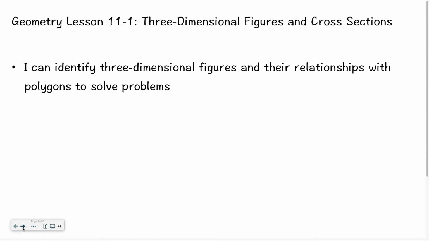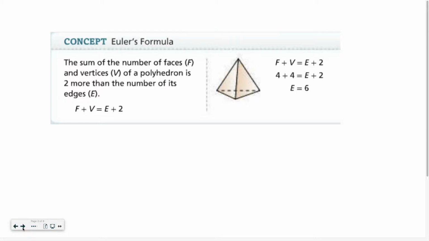Hello class, welcome to Geometry Lesson 11.1, which is all about three-dimensional figures and cross-sections. By the end of this lesson, you should be able to identify three-dimensional figures and their relationships with polygons to solve problems. Alright, so the first thing we're going to look at is Euler's formula.